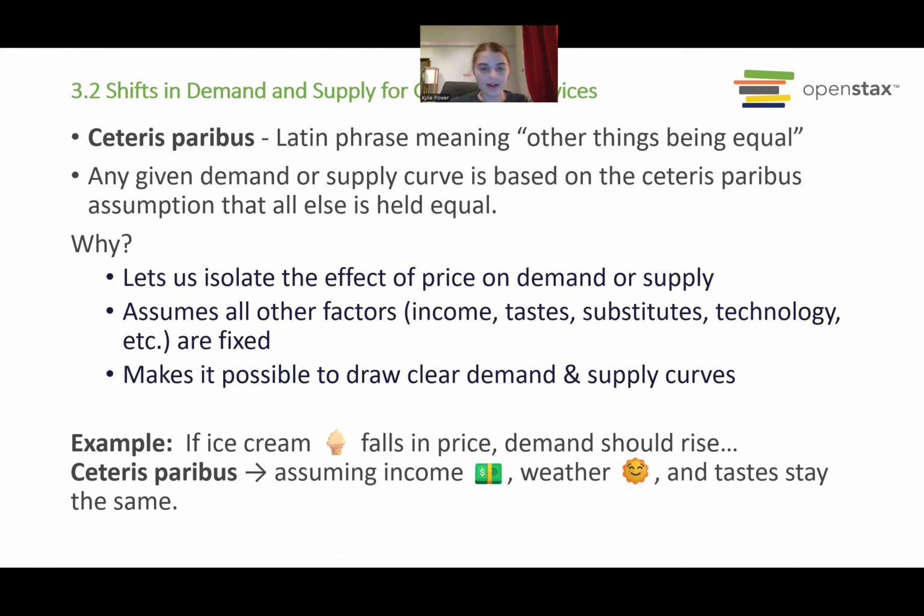So, for example, if we have demand for ice cream and ice cream falls in price so it gets cheaper, we're going to make the assumption that demand for that good would increase, because we're assuming that our income is staying the same, the weather is nice and sunny and beautiful, people love ice cream, and tastes are exactly the same. If we didn't assume all those other things, we'd have a more complicated model. That's something we can model later on, but remember, we're just trying to work through these basics so we can get to more complex topics.